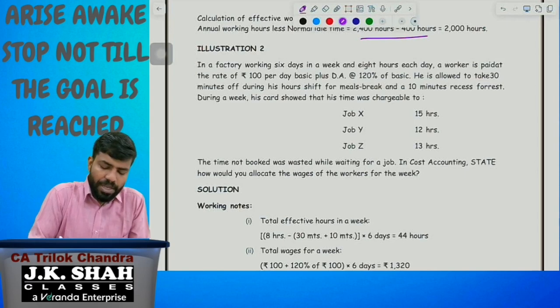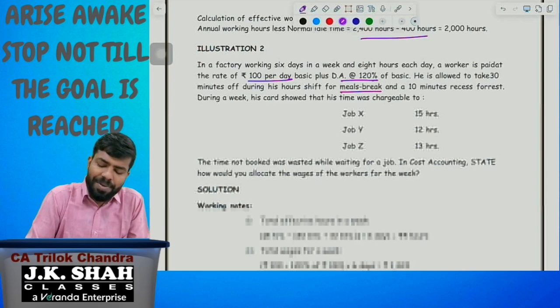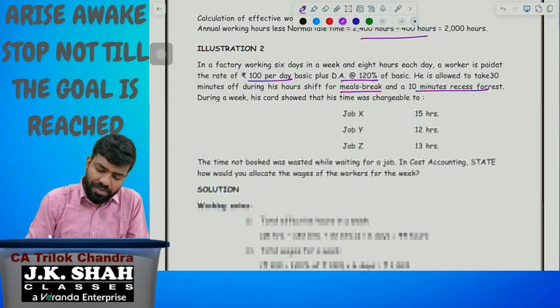In a factory, working 6 days in a week and 8 hours each day, a worker is paid at the rate of 100 per day basic plus DA 120% of basic. He is allowed to take 30 minutes off during his shift for meals break and 10 minutes recess for rest. During a week, his card showed that his time was chargeable to job X 15 hours, job Y 12 hours, job Z 13 hours. The time not booked was wasted while waiting for a job. In cost accounting, state how would you allocate the wages of the worker for the week.